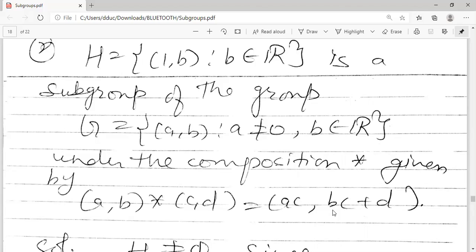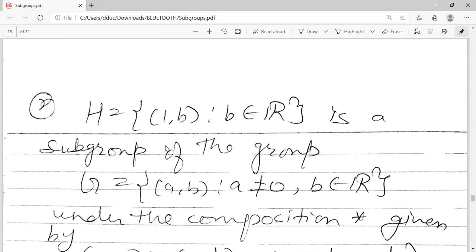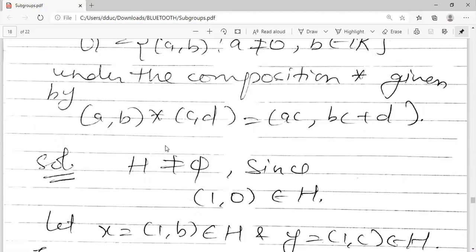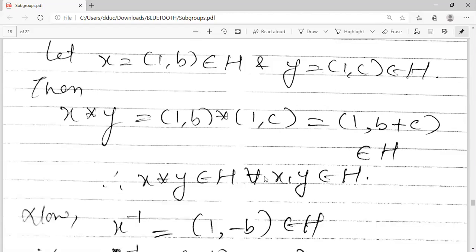So you have to prove that this is a subgroup of G. First, H is non-empty. For the first step we have to show that the subset is non-empty. It is non-empty because (1, 0) belongs to H; this is basically the identity element. Now let there be two elements x and y in H, of the type (1, b) and (1, c). Then x star y, by definition, is (1, b + c), and this belongs to H. Why? Because if b and c are real numbers, then b + c is also a real number. Therefore, x star y belongs to H for every x, y in H. So the closure property holds.